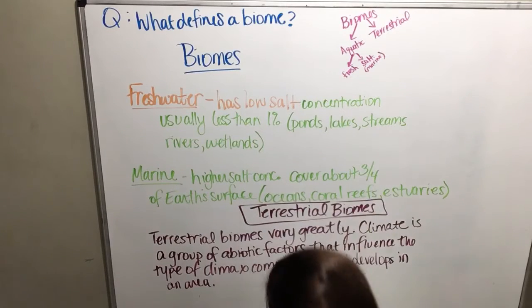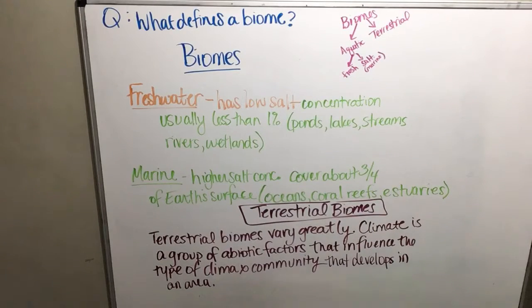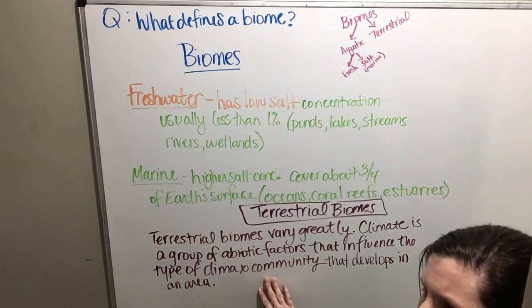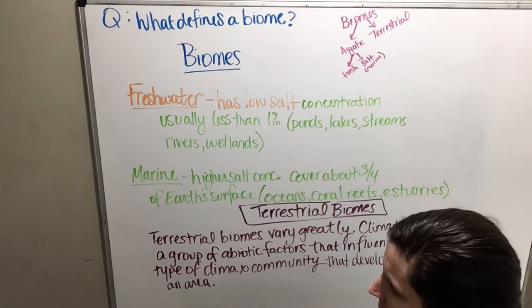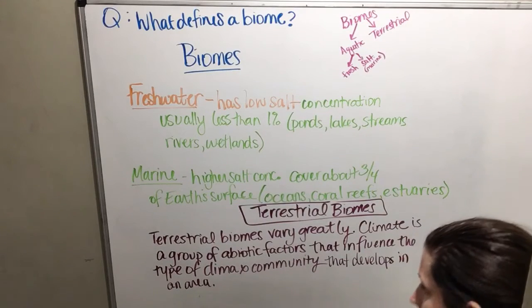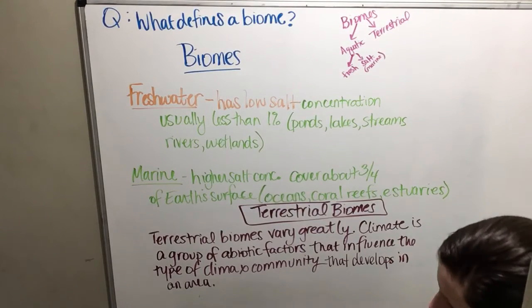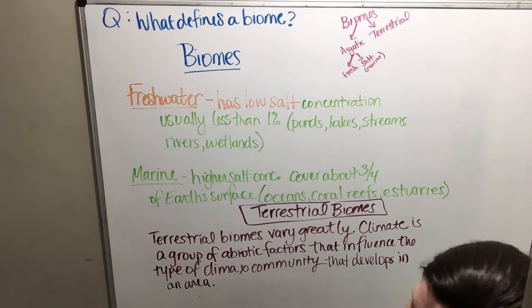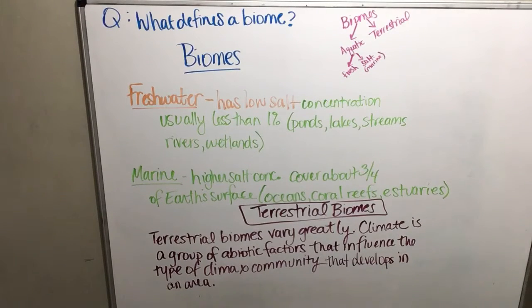So, what that means is that think about the climax community that you would see in Florida versus the climax community that you would see in North Carolina or Virginia versus the type of climax community you would see in Maine or Canada. So as you go more north or into higher latitudes, you're going to see different types of organisms and trees and plants in those areas.